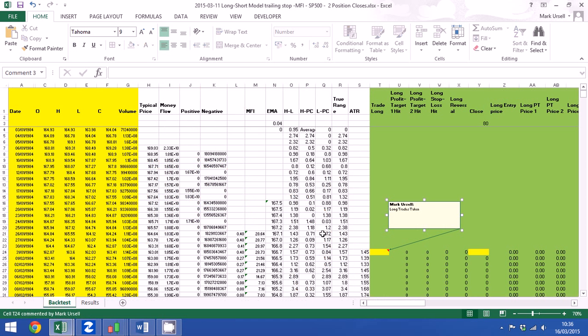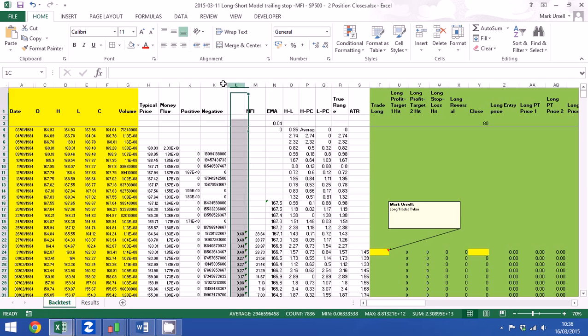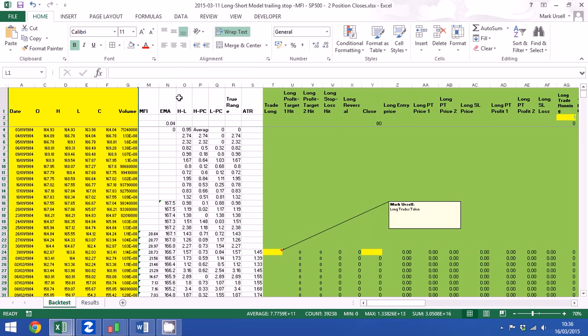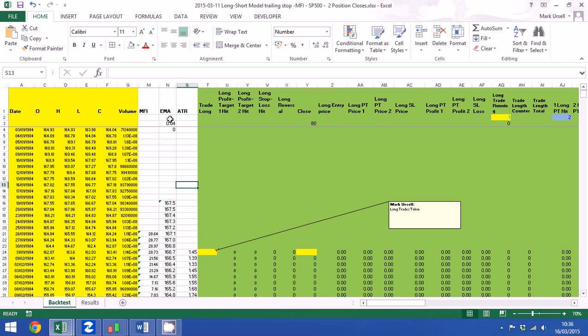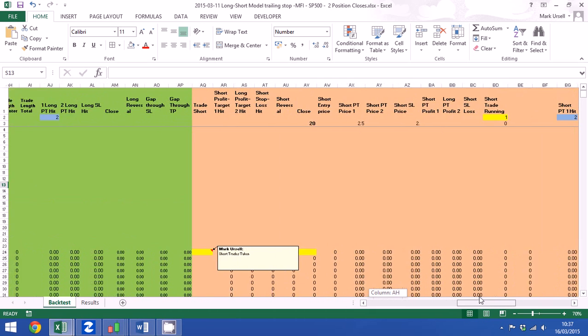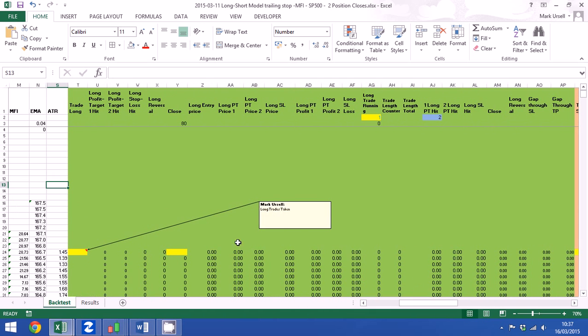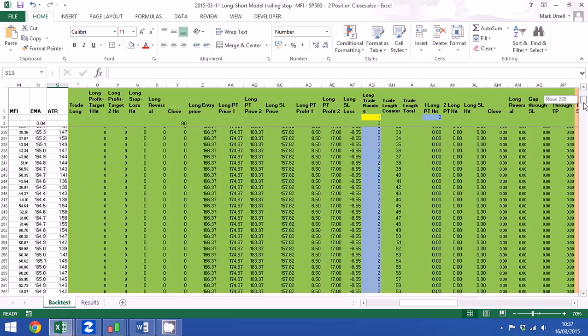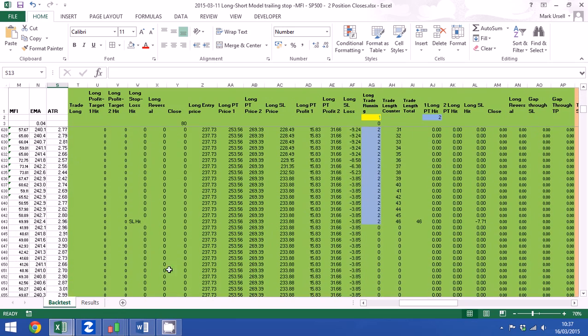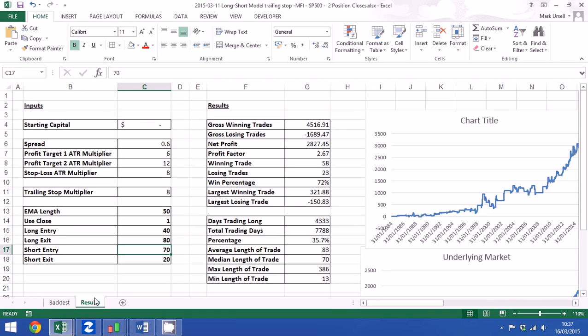Okay, so back to the backtest spreadsheet. I'll get rid of this again just to hide it, so we don't need this at the moment. So there are the 3 indicators, the MFI, EMA and ATR. Now the bit over here in green and in this reddish colour are the long and the short trades, and this is the actual backtest model. And if I scroll down here, we'll see the different trades being opened and closed and analysed by the spreadsheet. So these are the results.